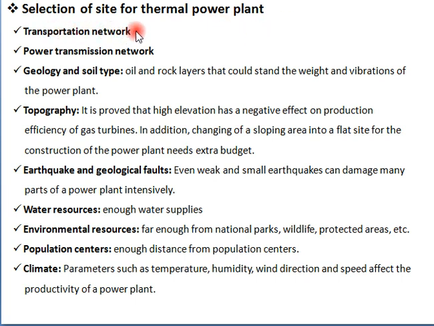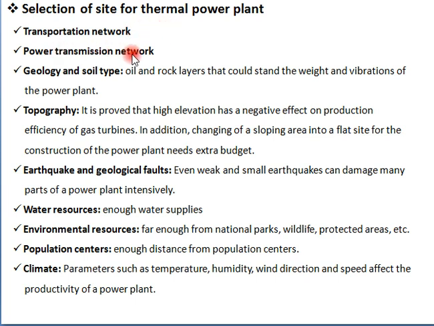There should be easy access to transportation facilities for the thermal power plant, because a thermal power plant has daily needs, such as fuel, water and all these things. So your plant should be located near highways, rails and airports, so we can easily transport the daily requirements. The transport network should be easily available.